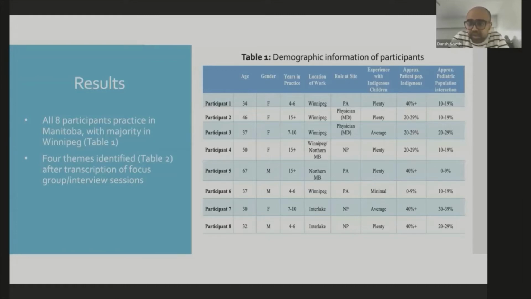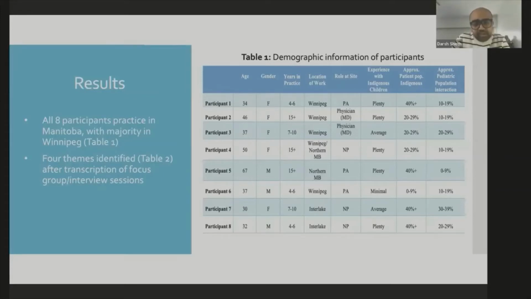But what I saw was that there was a wide range of exposure to the Indigenous population as well as to the pediatric population. For example, I had one participant who had very minimal exposure to pediatric populations, but a large exposure to Indigenous populations. Another participant had a lot of exposure to both. So depending on their scope of practice and where they were actually practicing, I had a wide variety of experiences amongst the participants, which was one of the aims, so that I could get a wide variety of opinions and discussion from all the participants.